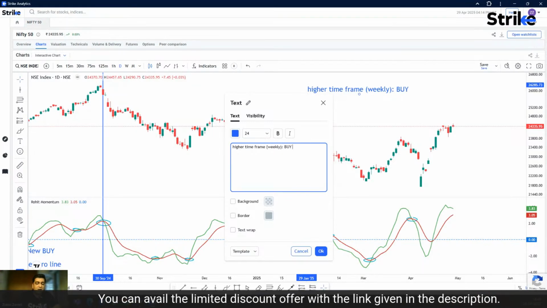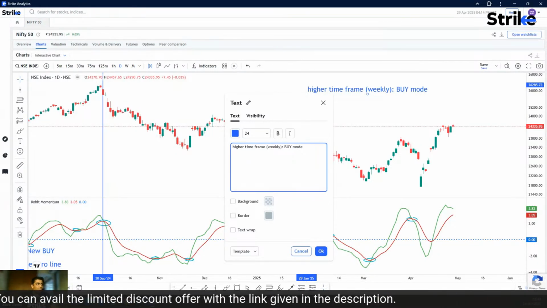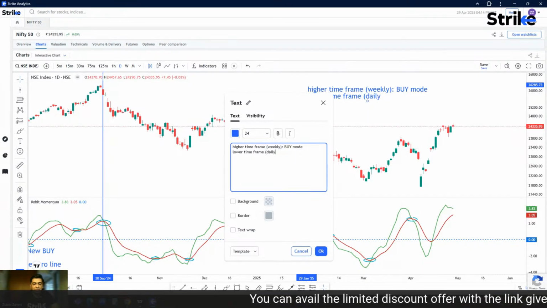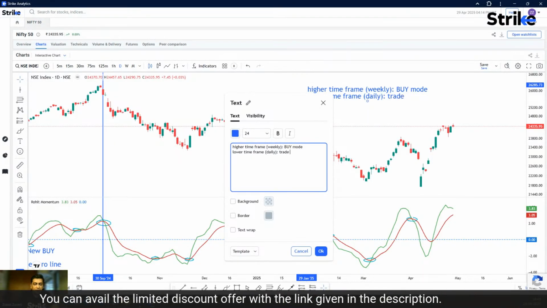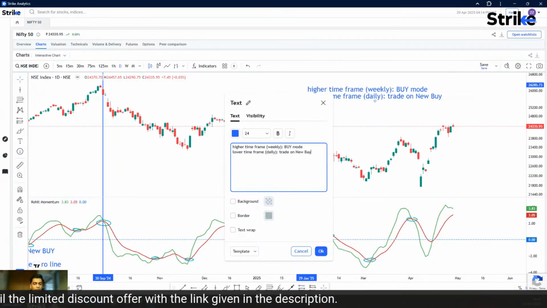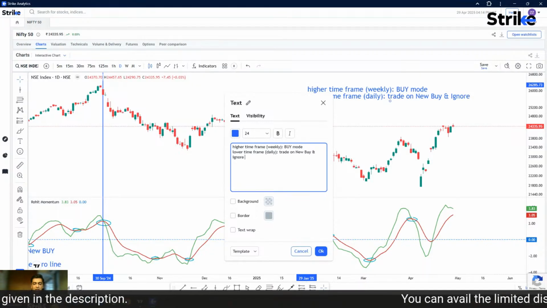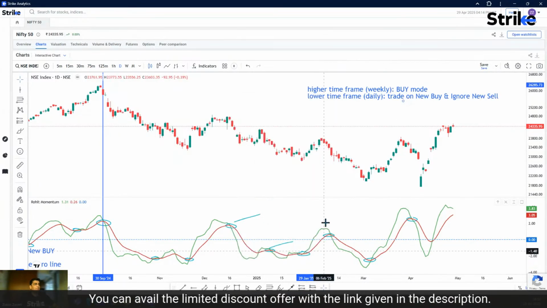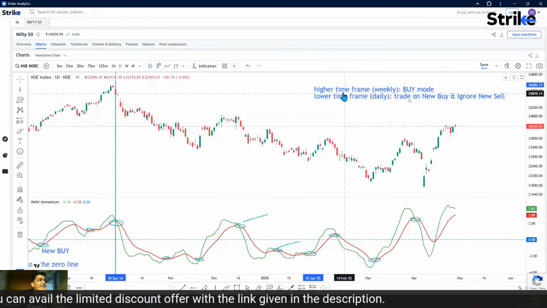If RMI is in a buy mode on the higher time frame, then on a lower time frame, that is the daily time frame, we will trade on new buy and ignore new sell. Did you understand this?